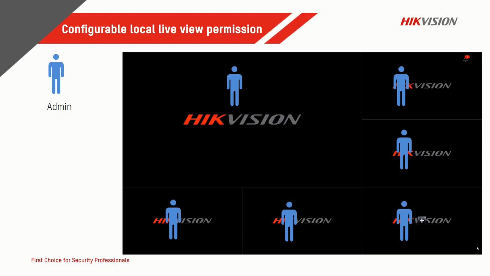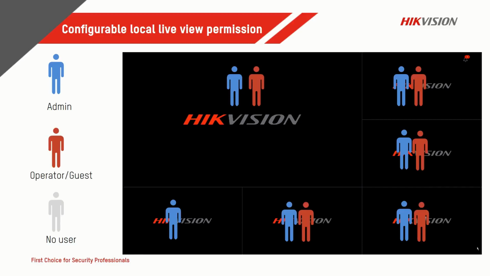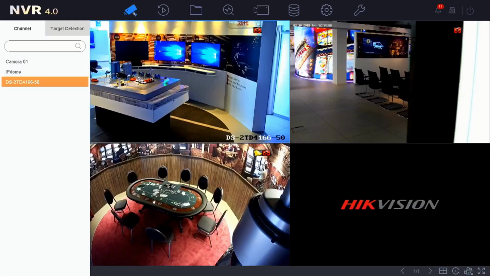Next topic I would like to explain is the local live view permission. Normally when we log in as an administrator, we can see all channels on the NVR. If we log in as an operator or a guest, we might only want to see a part of them. When we log out, normally we're not able to see any image, but now we have a no user account. We can set the no user. So when we log out, we still are able to see some of the images that we selected.